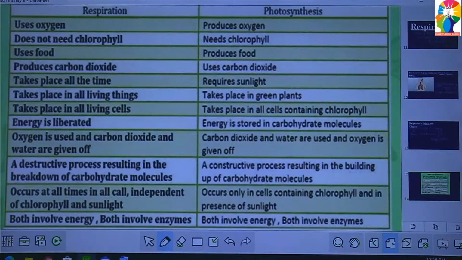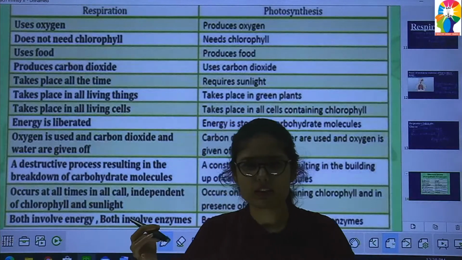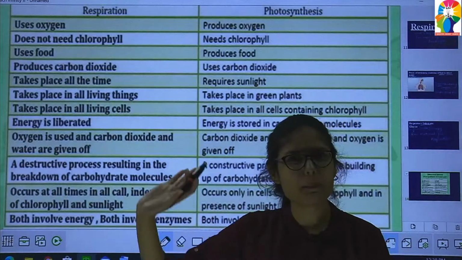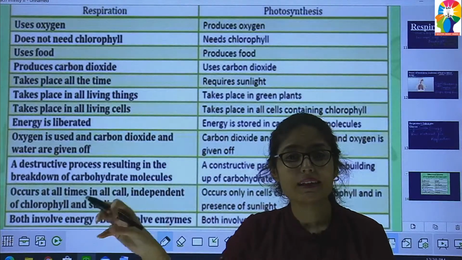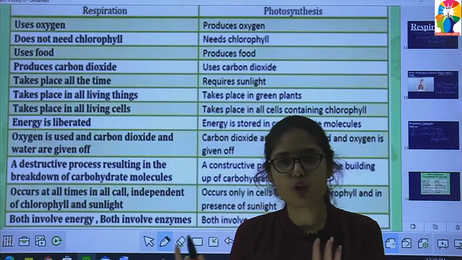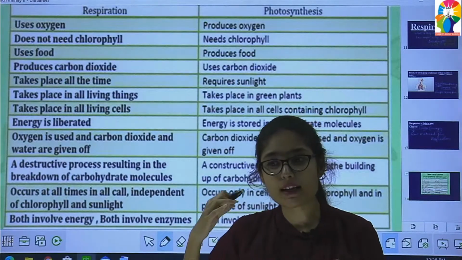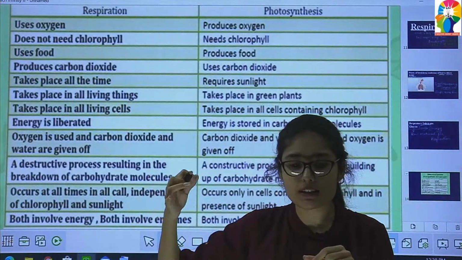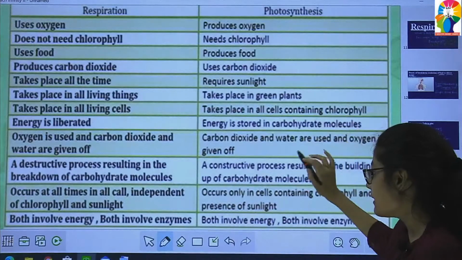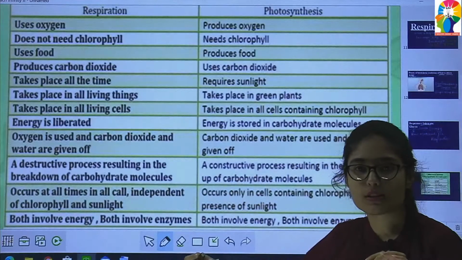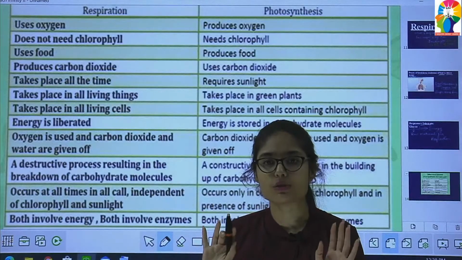It is independent of sunlight. See, respiration, what does independent mean? Independence means that we are not dependent. Independence means we are not dependent on the sunlight and the chlorophyll for respiration. ठीक, it's not something without which we cannot survive. But in the case of plants, they are dependent on the sunlight. We are not dependent on the sunlight for our respiration.